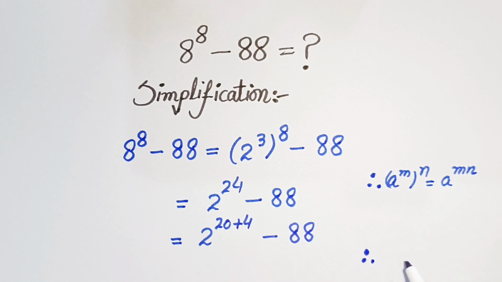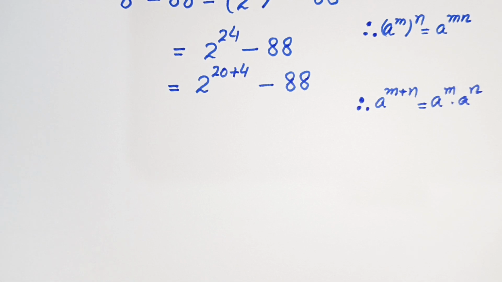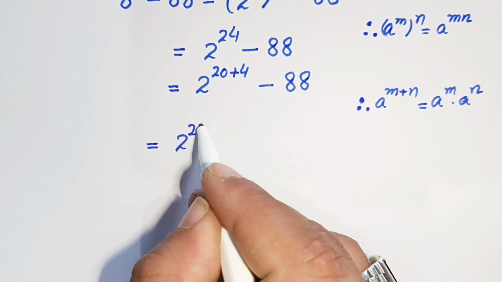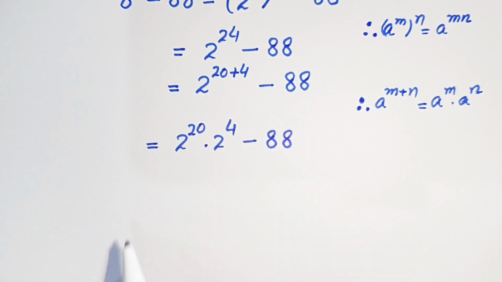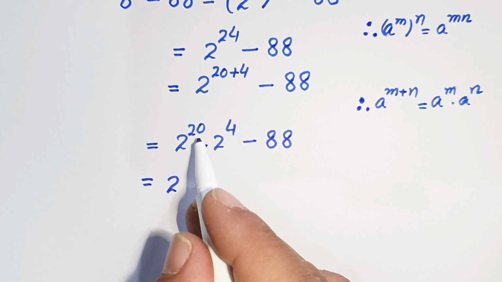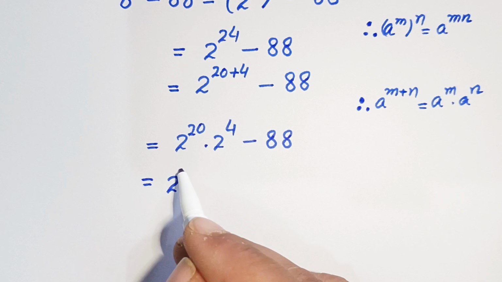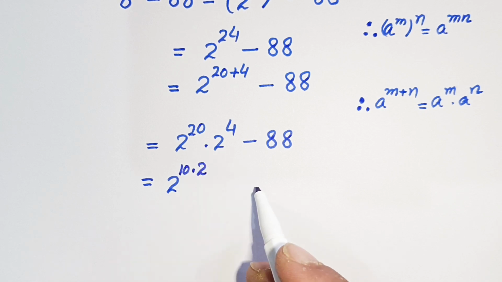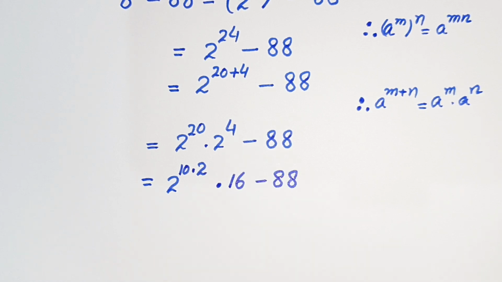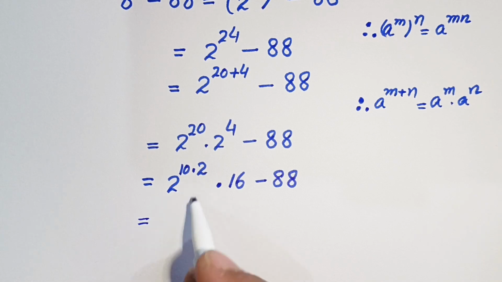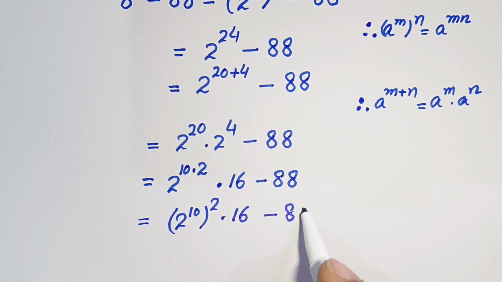And here we know that a to the power m plus n is equal to a to the power m times a to the power n. So now here 2 to the power 20 times 2 to the power 4, and minus 88. Now 2 to the power 20 is also written as 2 to the power 10 times 2, and 2 to the power 4 is equal to 16, minus 88. Now here we can also write this as (2 to the power 10) whole squared times 16, and minus 88.